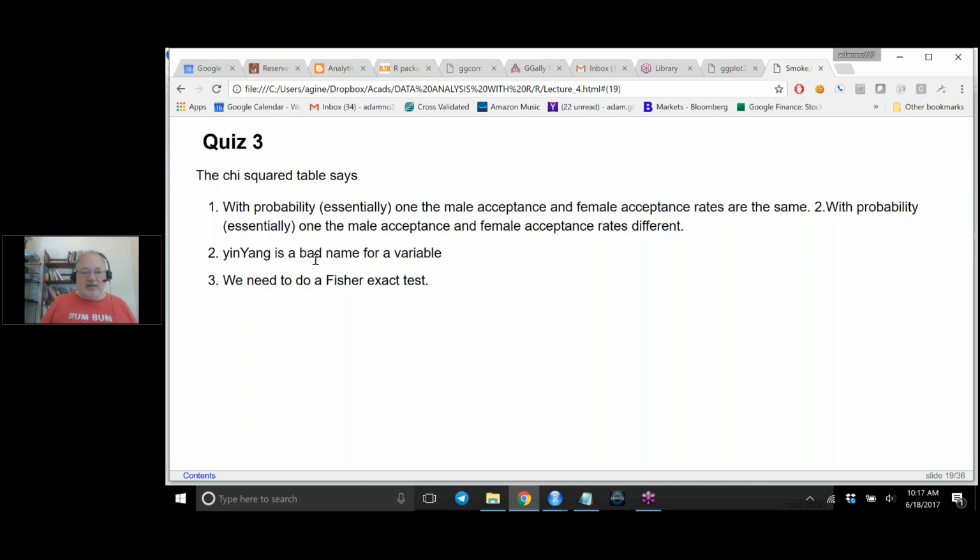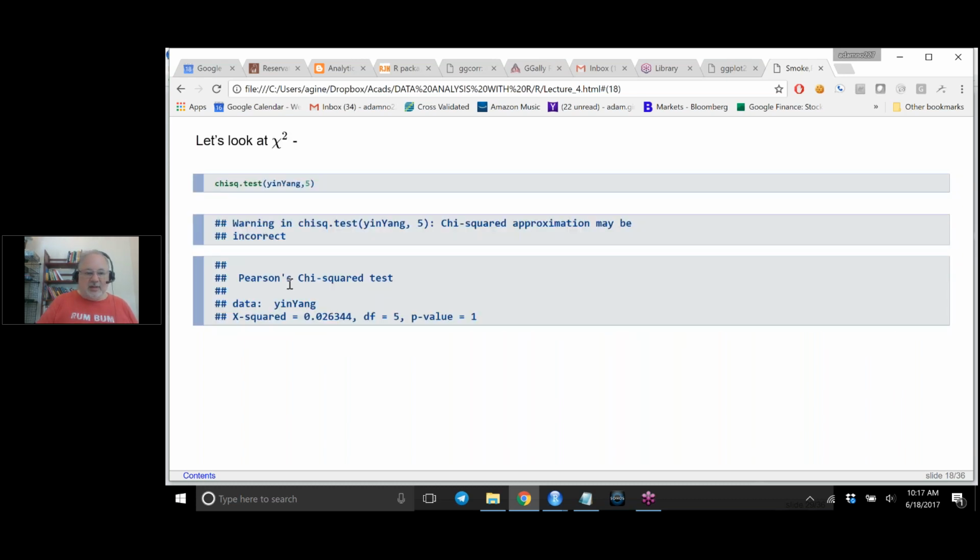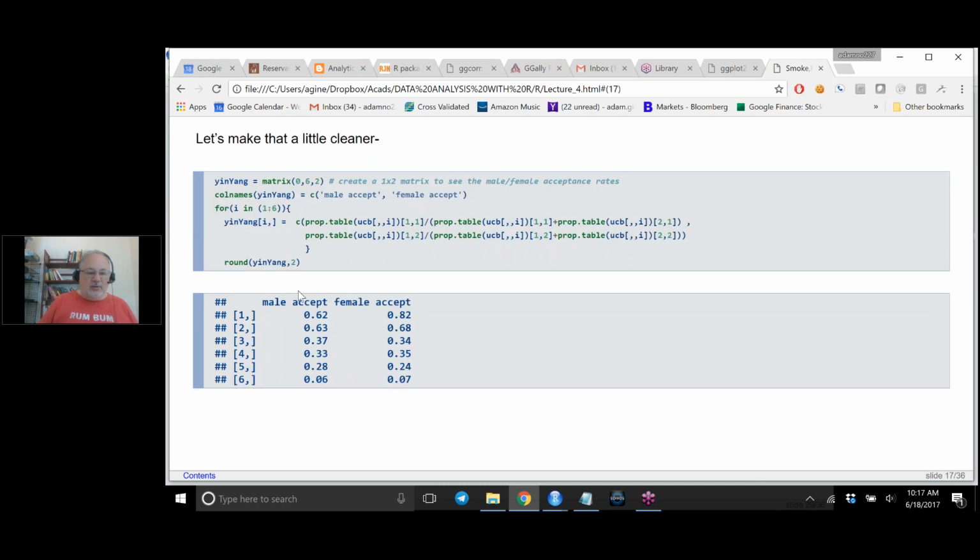Okay, yin-yang is a bad name for a variable, but one can have an opinion. You can't do a Fisher's exact test in this case, or you shouldn't, because you have 5 degrees of freedom. If you just had 2 departments, you could do a Fisher's exact test. 2 by 2 tables are very special.